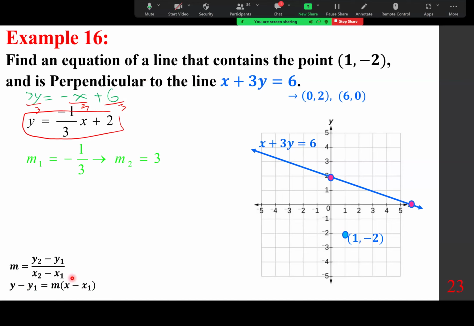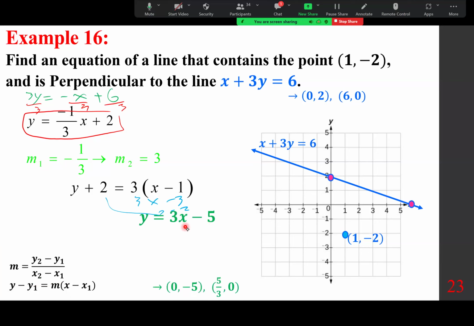y minus y1, that means y plus 2, y minus negative 2, equals m, which is 3 times x minus 1. And that's very straightforward. We have 3x minus 3. I'm going to subtract, and we get 3x minus 5. Now, clearly, 0 minus 5 is the y-intercept. If you set y equal to 0, x becomes 5/3, so 5/3, 0.